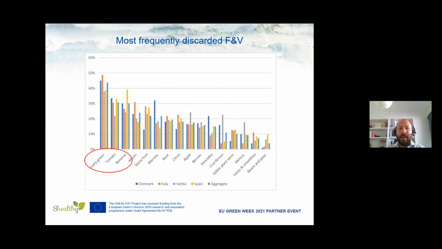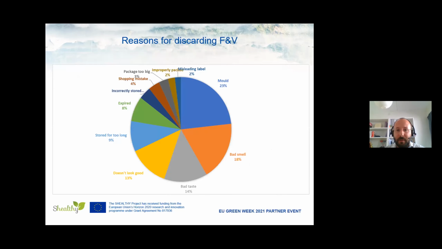countries. And then we also asked, just very quickly, what were the reasons for discarding fruit and vegetables. Basically, they gave a lot of reasons, but the majority of it has to do with sensory quality decay. So people inspect food either by looking at it or by smelling it. And so the presence of visible molds or the presence of bad smells and bad taste were, for the most part, indicated as reasons for discarding fruit and vegetables.